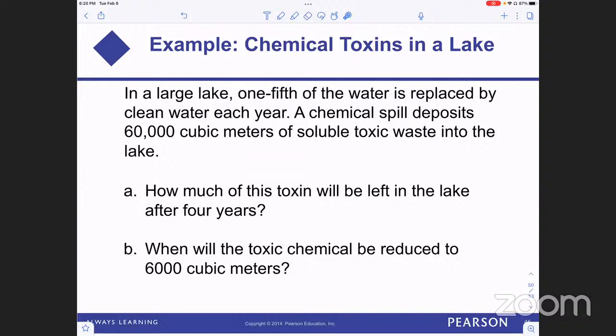In a large lake, 1/5 of the water is replaced by clean water each year. A chemical spill deposits 60,000 cubic meters of soluble toxic waste into the lake. How much of this toxin will be left in the lake after 4 years? When will the toxic chemical be reduced to 6,000 cubic meters? Okay. So let me see.